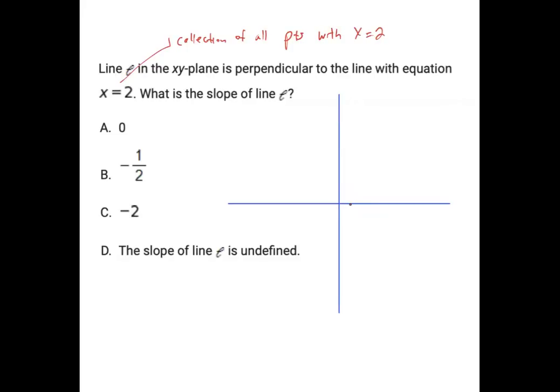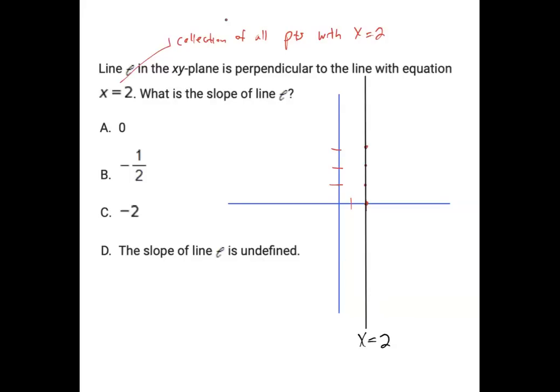So what would that look like on a graph? Here we have 2 comma 0, 2 comma 1, 2 comma 2, 2 comma 3. So if you're ever unsure of whether something in the x equals or y equals format is vertical or horizontal, then you can do what I just did. You can say it's the collection of all the points with an x of 2, or the collection of all the points with a y value of whatever. So this is the line x equals 2.